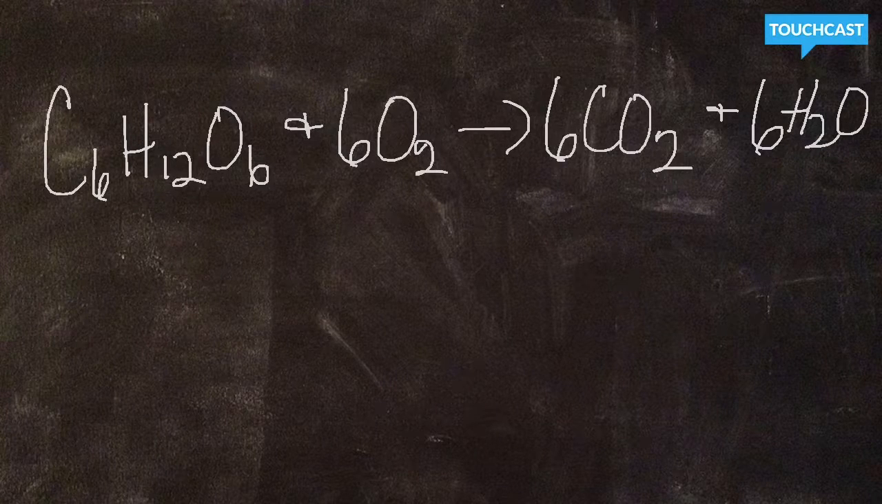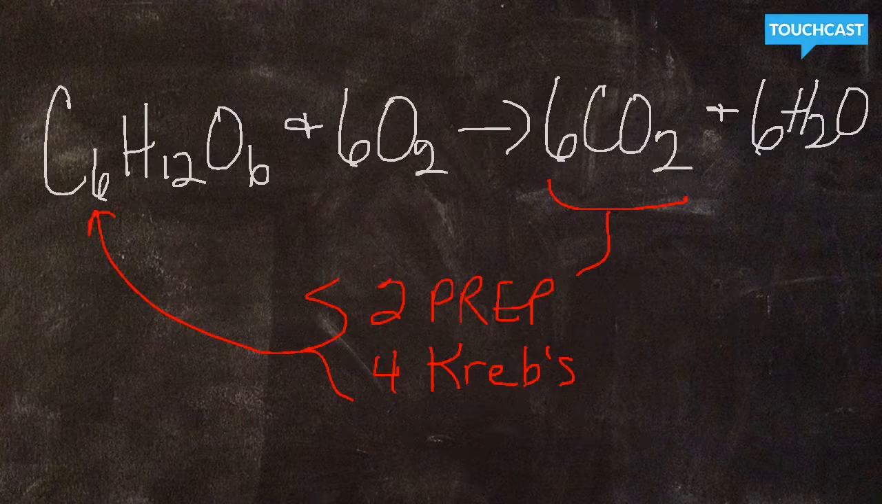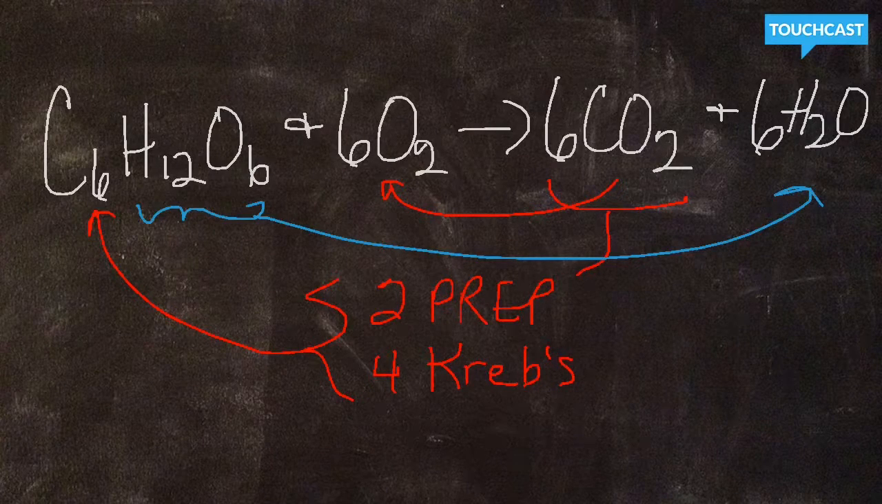All right, so our carbon dioxides here, these were lost as 2 in the prep and 4 in Krebs, or the citric acid cycle. And those are our 6 carbons right there, and our 6 oxygens. And now we have to deal with our 6 molecules of water here. And that's what we get here, and those are all created as a byproduct of the electron transport chain.